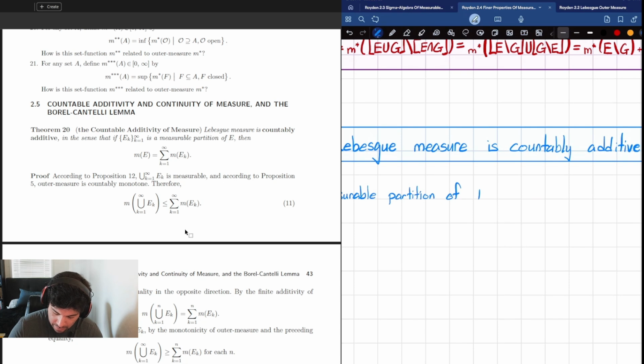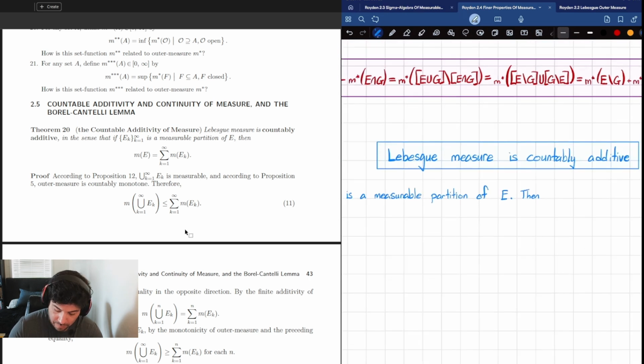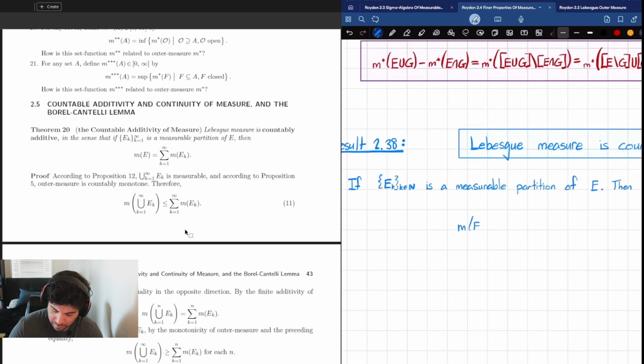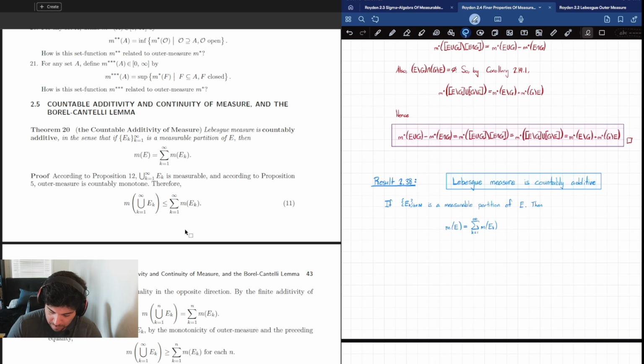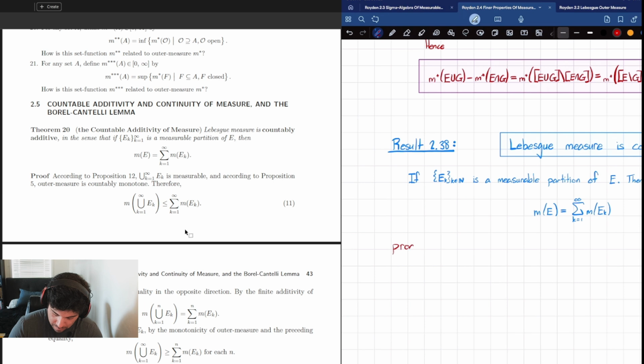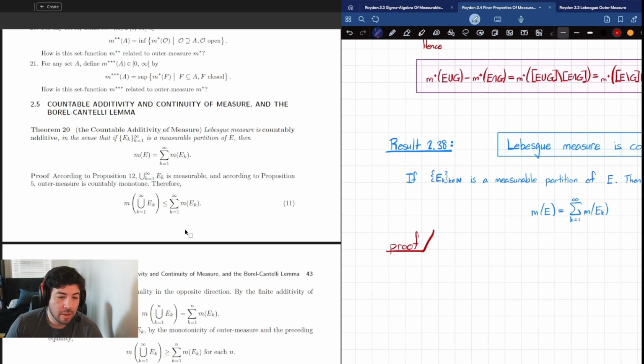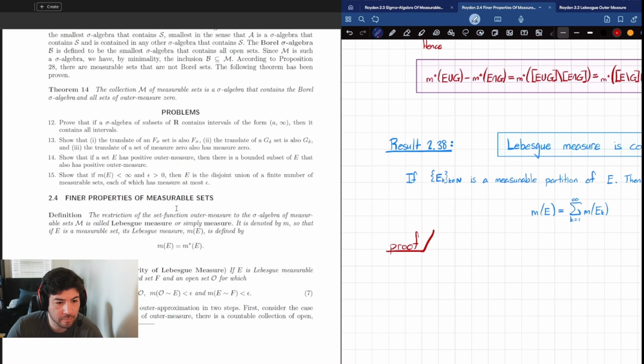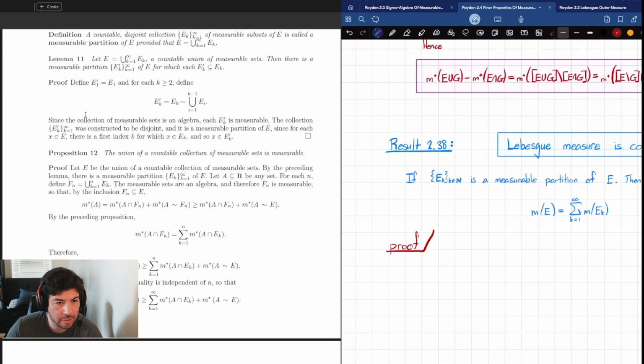Measure a partition of E. Okay, proposition 12. What was this one? 13. Union of a countable collection of measurable sets is measurable.